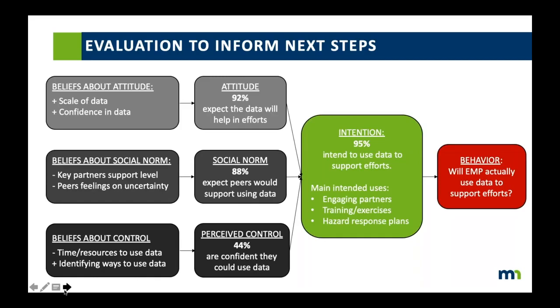So the results you see here are from our webinar evaluation, which indicated that 95% of EM&P intend to use climate projection data in some way, primarily by integrating it into hazard mitigation and response plans. 92% felt it would be helpful to use the data, and 88% expected their peers would be supportive. However, we found that only 44% were confident they could use the data. Key barriers here included beliefs about social norms and also control.